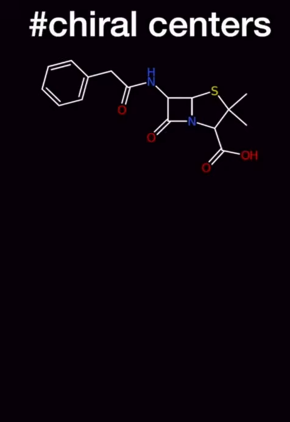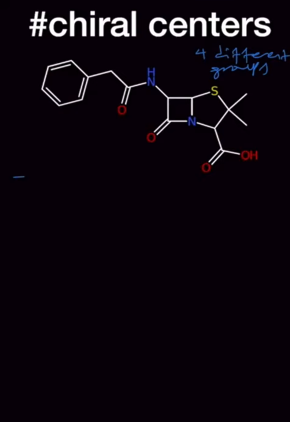Hello everyone, this is the structure of penicillin, but how many chiral centers are there in this structure? If a carbon atom or heteroatom has to be chiral, then it needs to have 4 different groups around it. Therefore, let us ignore all those carbon atoms that don't have 4 different groups.